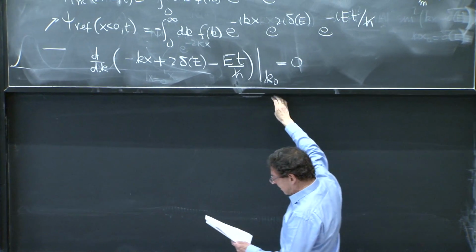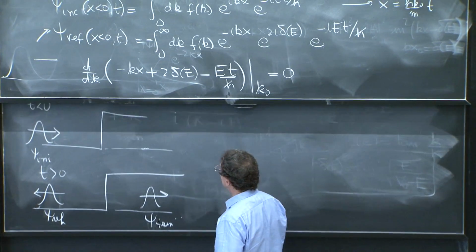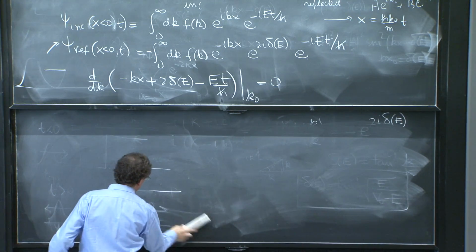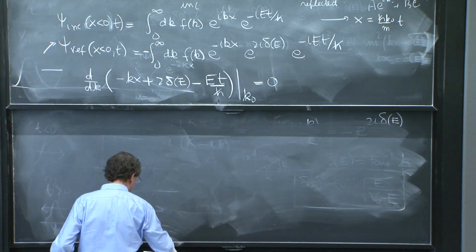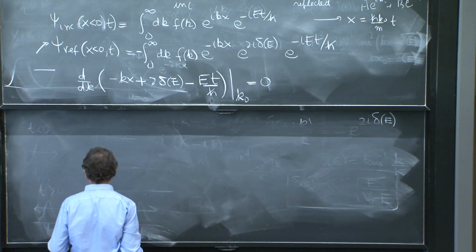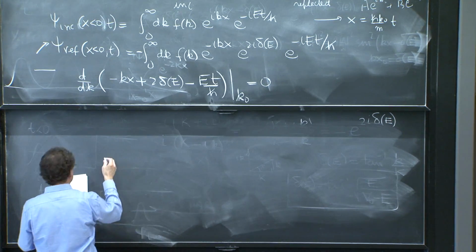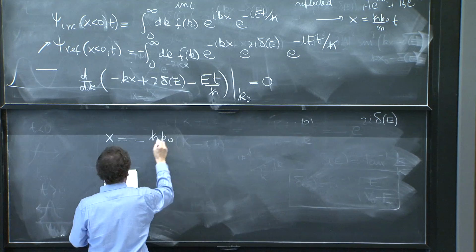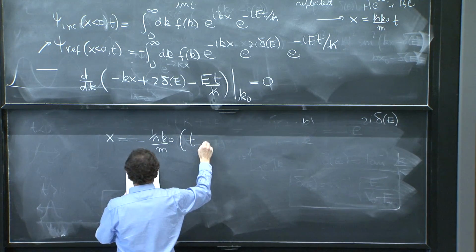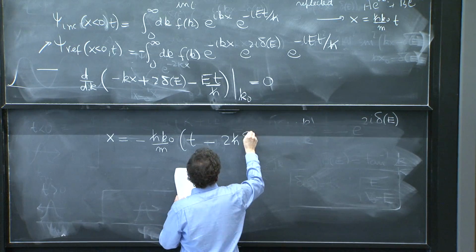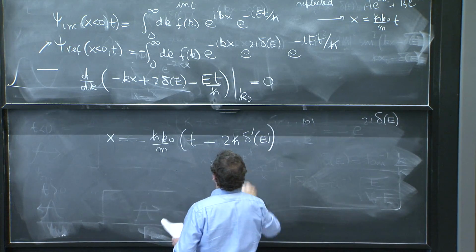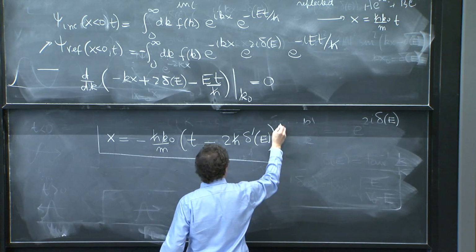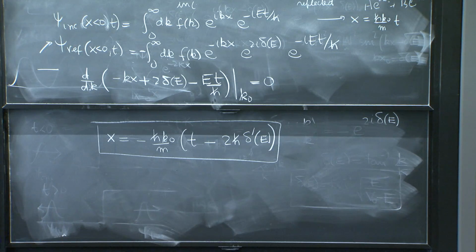So what do you get? Well, when you take the derivative, you have to take the derivative of delta with respect to energy. That's delta prime. And then the derivative of energy with respect to t. Let me save you a little time. The answer is x equals minus h bar k naught over m t minus 2 h bar delta prime of E. OK. That's what you get. That's how this packet moves.